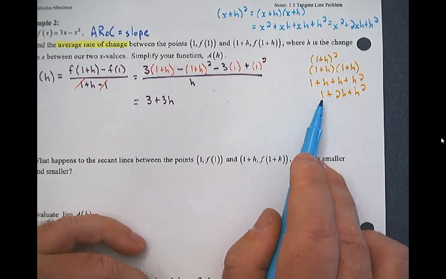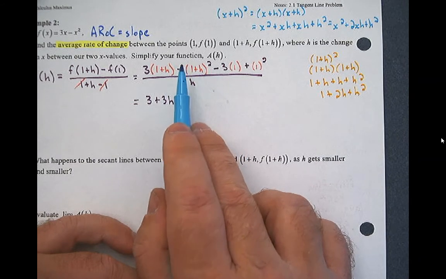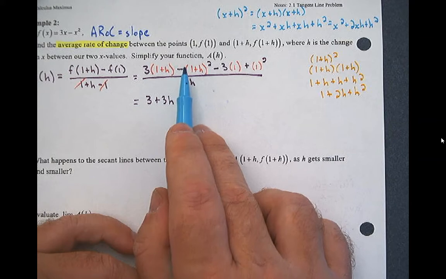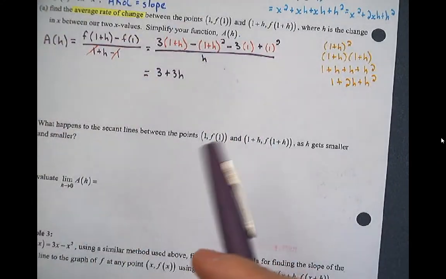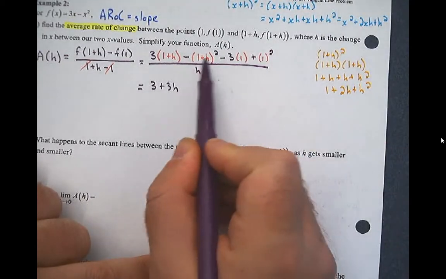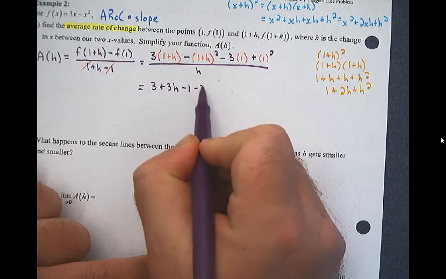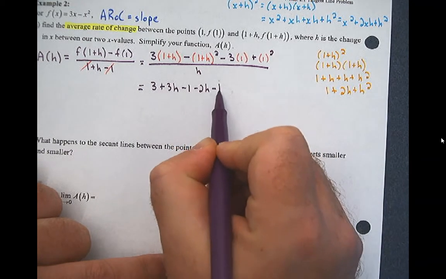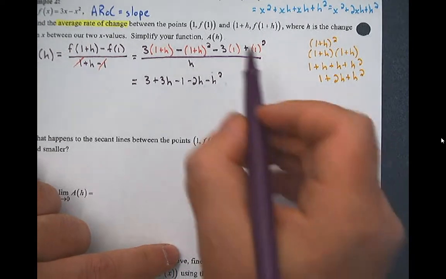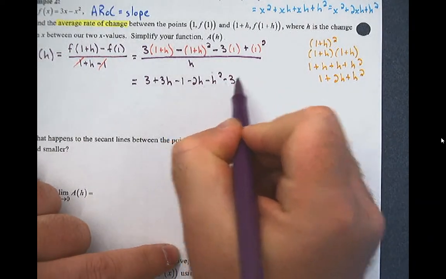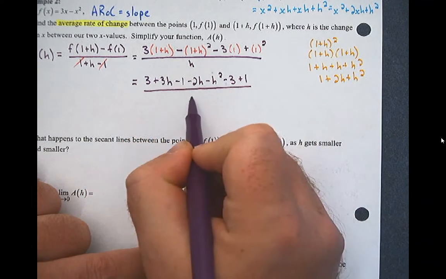So what I would do here, this is a 1, 2, 1 with a negative out in front. So that's going to be a negative 1, negative 2, negative 1 when this gets distributed to this group. So if I come back to this problem, this is the expansion of 1 plus h squared, and then I'm going to times everything by a negative. Negative 1, negative 2h, subtract, I shouldn't say negative, I should say subtract, h squared. And then minus 3 times 1 is 3, plus 1, all over h.